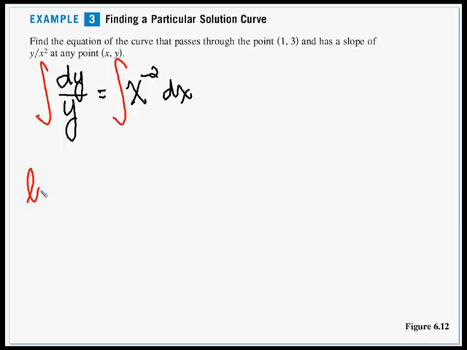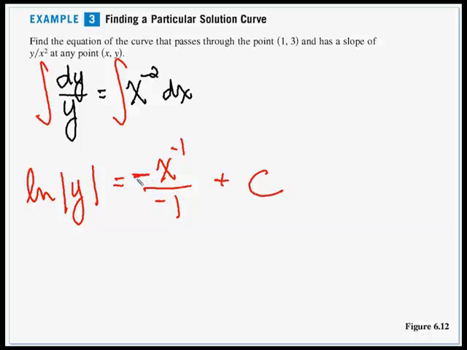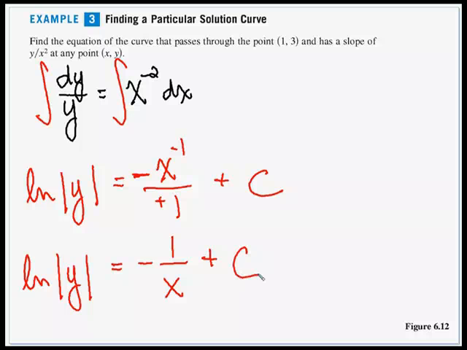Over here, the ln of the absolute value of y equals, raising the power by 1, x to the negative 1 divided by the new power negative 1, and then we'll add our constant to the right-hand side. Dividing by negative 1 makes this a negative term overall, and the x to the negative 1 power drops to the denominator. So negative 1 over x equals the natural log of the absolute value of y, plus c.